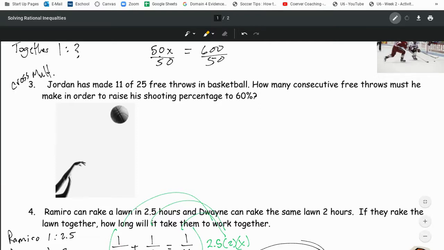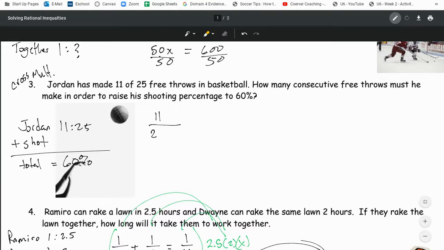So if I'm organizing my data, Jordan's already made 11 of 25. I know that to that, I need to add the number of shots that he makes, and I want the total to equal 60%, right? Okay, so one of 2 ways we can do this. We can say our first ratio, 11 over 25.